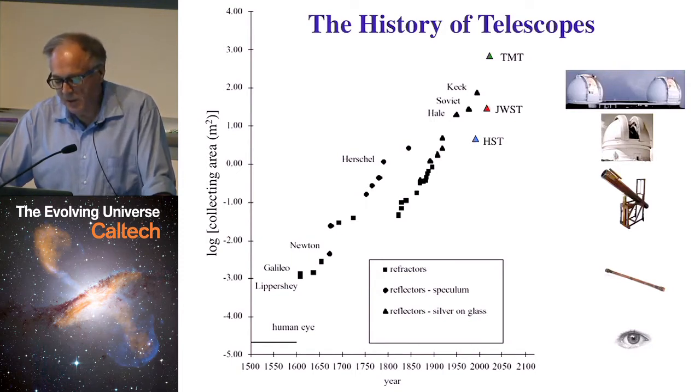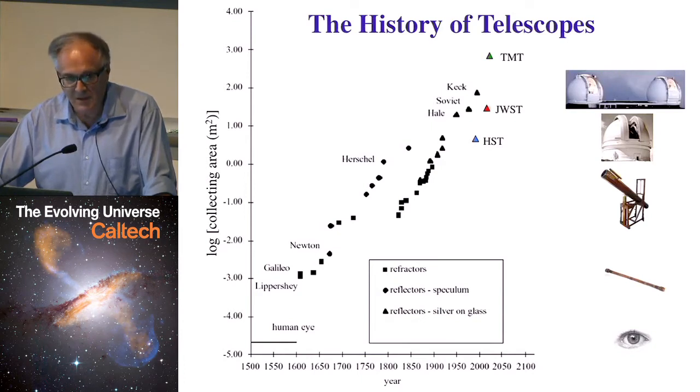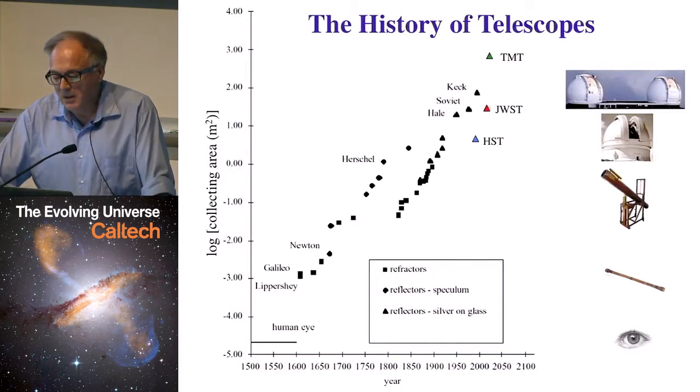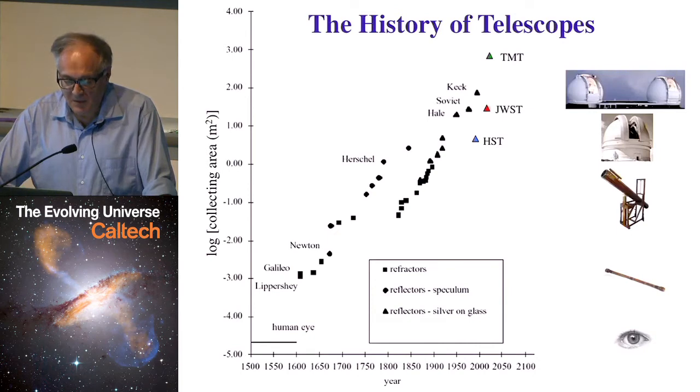But this is a log linear plot, so you can see that the collecting area of telescopes kept increasing exponentially. At first, they were all refractors, telescopes based on lenses, but then reflectors started coming in, and for the past couple centuries at least, that's pretty much the only astronomical telescopes that are really being used. Some of the famous ones are noted here.